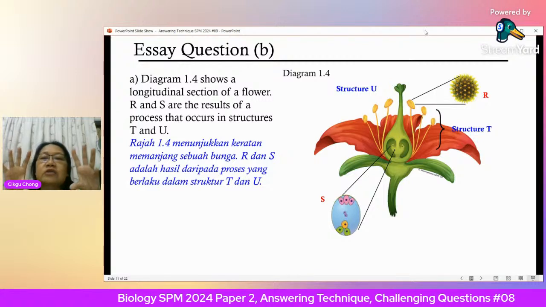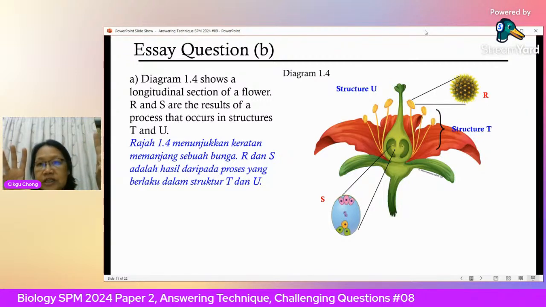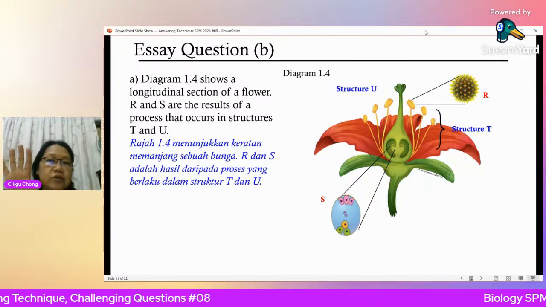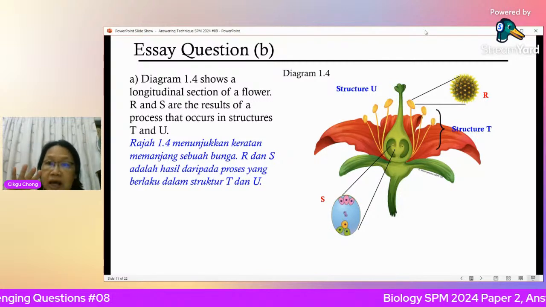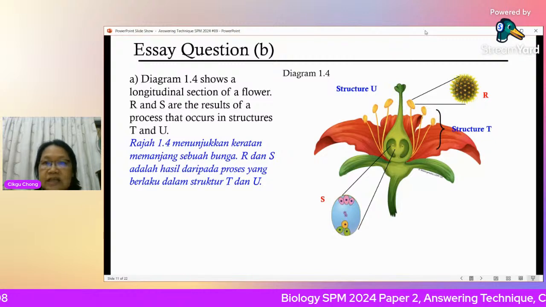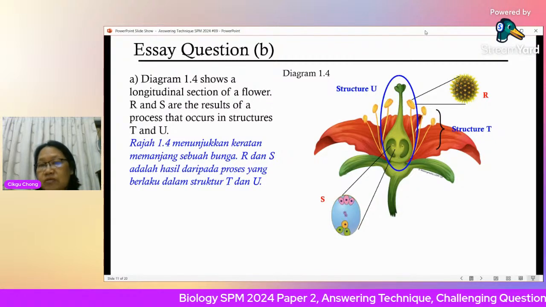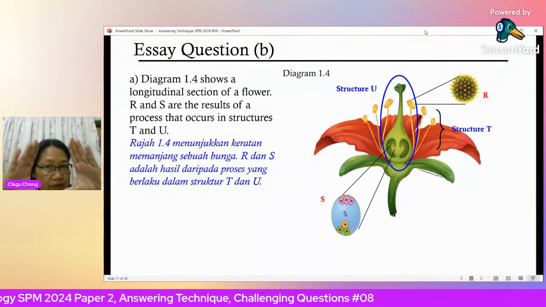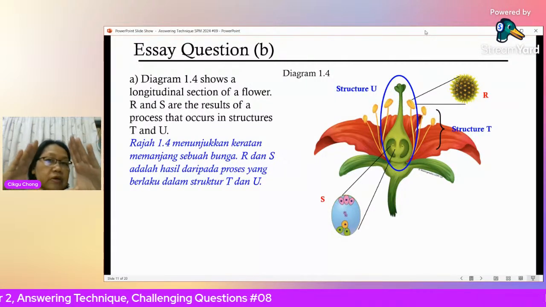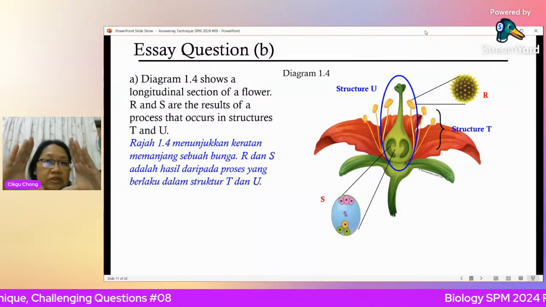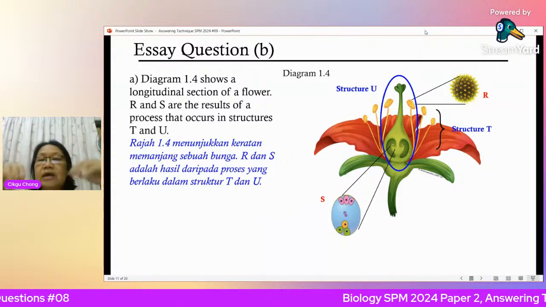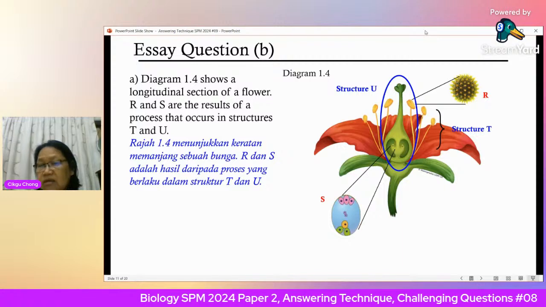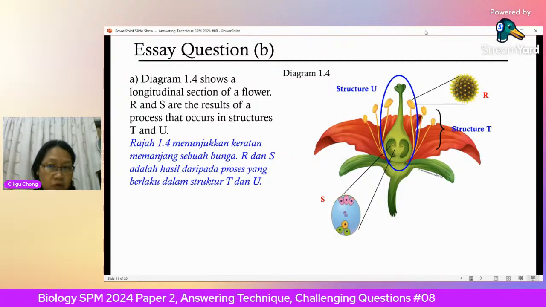So T and U are two sexual organs. You know the flower has a male and a female. So T and U are two, one is male, one is female. I hope you recognize that. So U is referring to the female. You can see we're looking at the pistil or the carpel. U is the female reproductive organ. And T is referring to the anther and the stamen. This is the male reproductive organ.